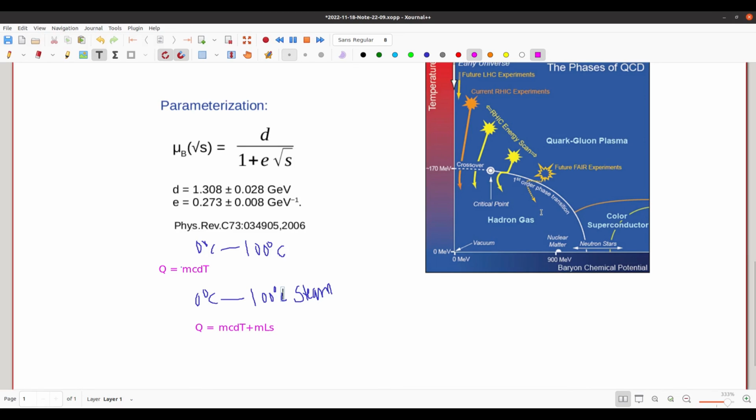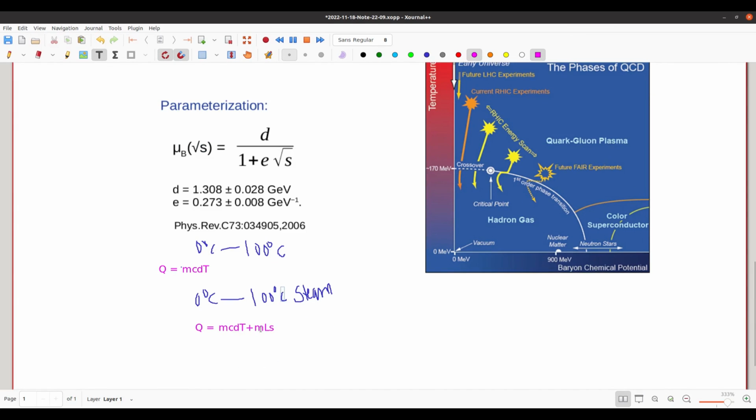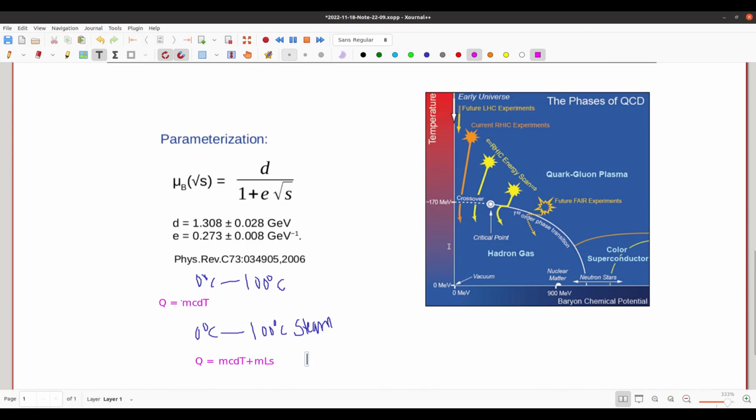So that is the importance of the QCD phase diagram. If we know the first order phase transition, then these types of calculations can be easily done at the level of quarks and gluons, which give precise results. So this is the importance of the QCD phase diagram.